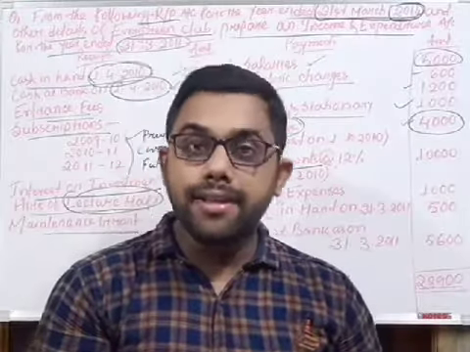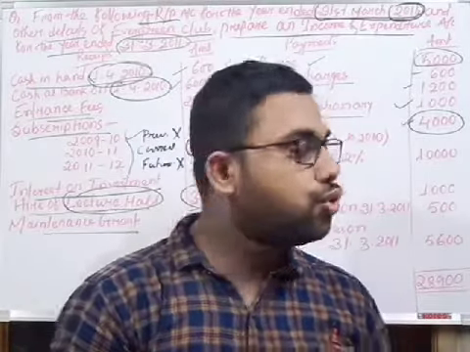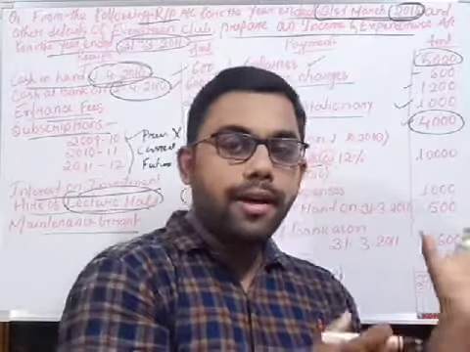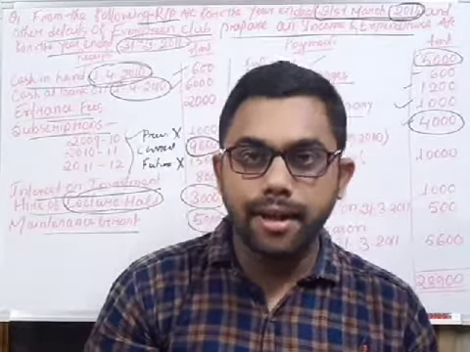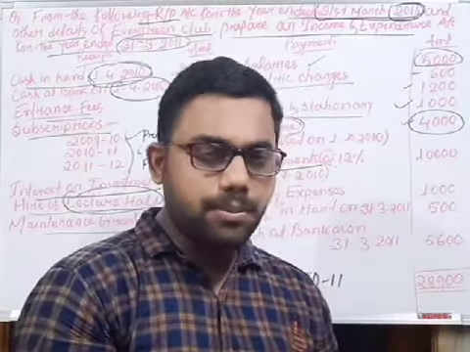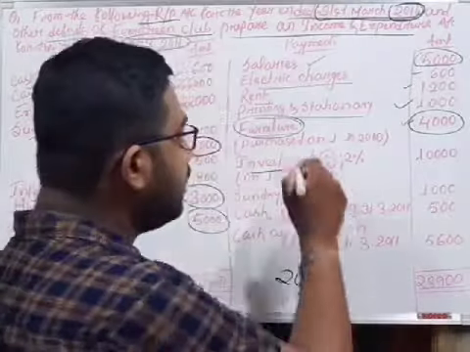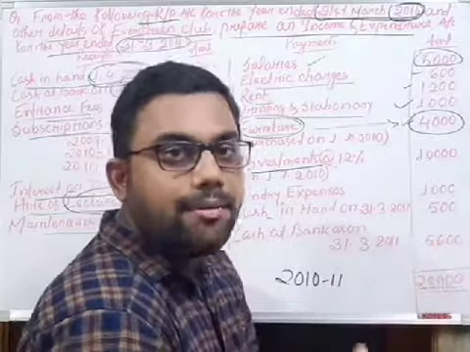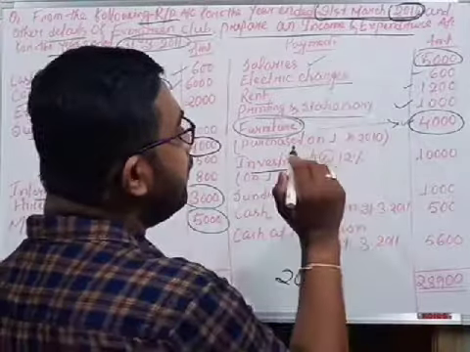But as furniture is our asset, we will charge depreciation on that. If any information is given regarding depreciation, then we will record it in our income and expenditure account, and if nothing is given regarding depreciation, then we will not write anything regarding furniture. The amount of rupees 4,000 is the payment for purchasing the furniture, so it is a capital payment, and it will not be recorded in the income and expenditure account.